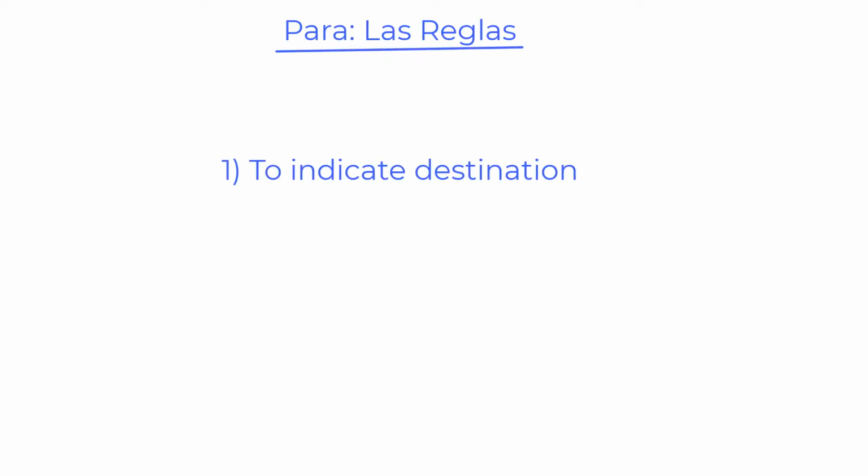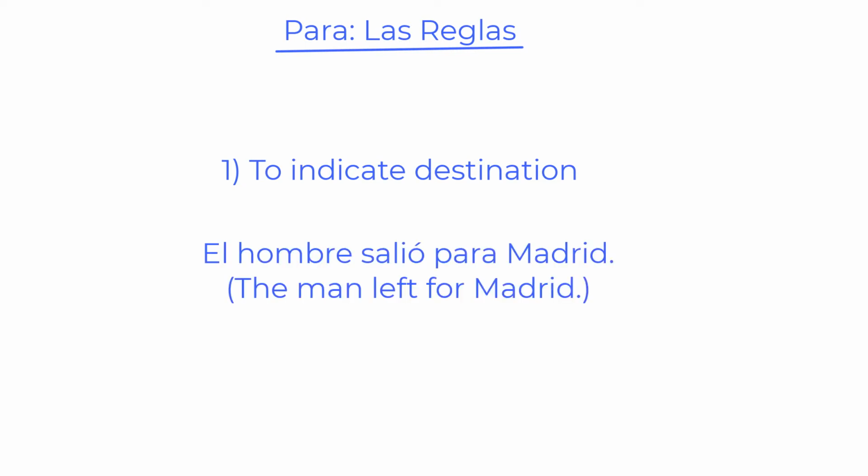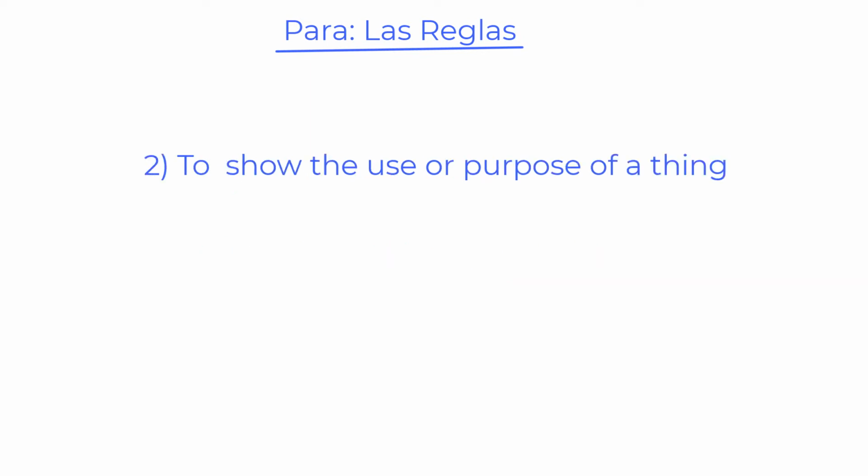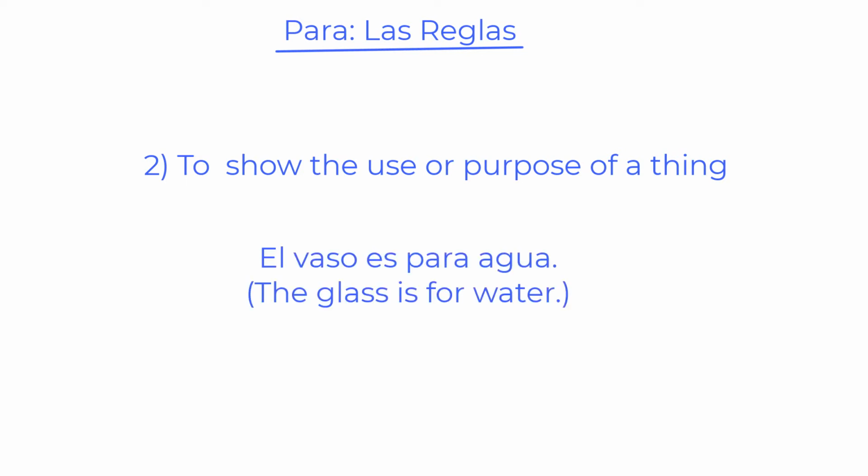Okay, so regla número uno. Destination. To indicate a destination, the example would be el hombre salió para Madrid. The destination, getting from A to B. Regla número dos. To show the use or a purpose of something. Por ejemplo, el vaso es para agua.